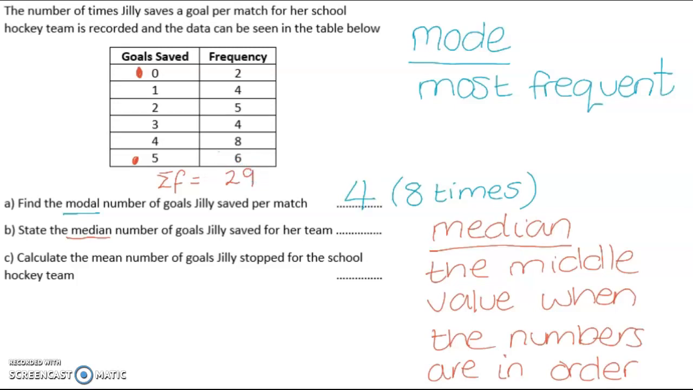My trick for finding the median is that the median value is the n plus 1 over 2 term. For this example, my n, the sum of f, is 29. If I add 1 and divide by 2, I am looking for the 15th term.